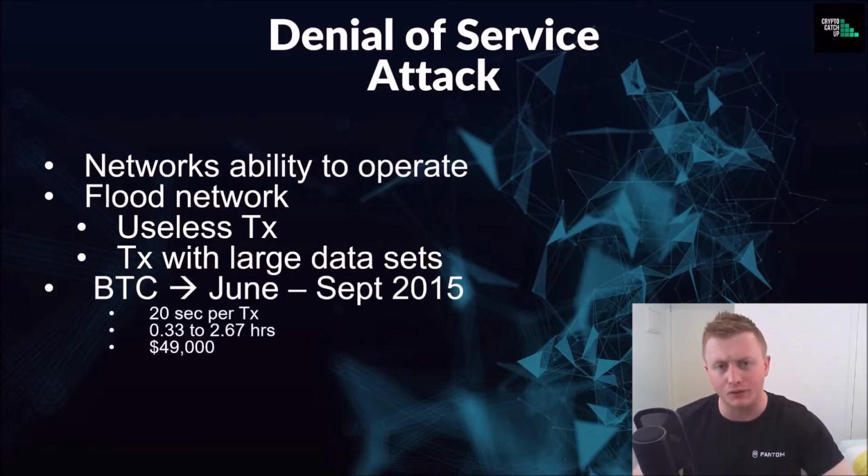So what's an example of this? Well, an example was Bitcoin. Back in 2015, it had a denial of service attack, or a DDoS attack, that ran for many, many months. It actually forced transactions to take around 20 seconds per transaction to be confirmed or accepted by the mempool. It also pushed legitimate transactions from being processed within 0.33 of an hour to all the way up to 2.67 hours on average. So not an individual transaction obviously, but on average as a grouping.